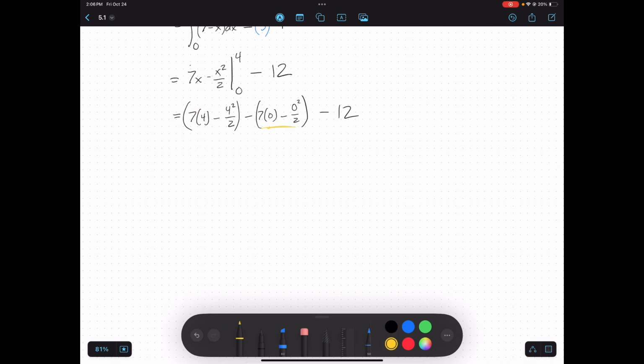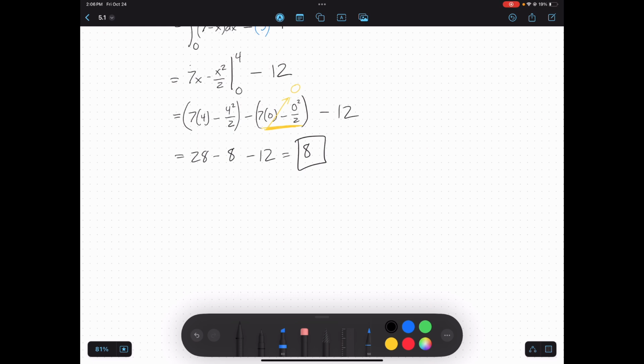Well, what do you notice about my lower bound? If I plug in 0 there, that whole thing just goes to 0. So I'm left with 28 minus 8 minus 12, which is equal to 8. And there's my consumer surplus.